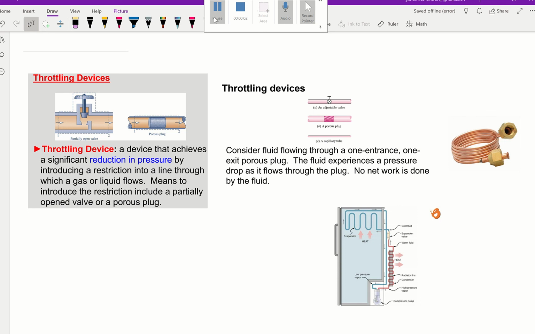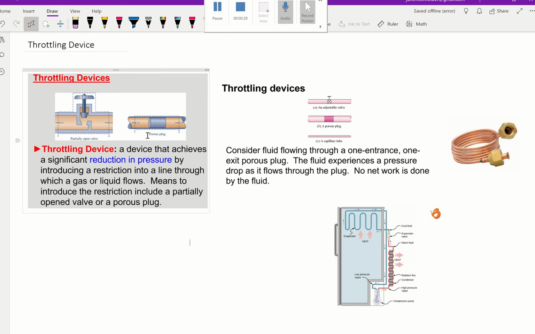Hi, in this video we're going to talk about another type of open system device, which we call a throttling device. A throttling device is basically a device that reduces the pressure.